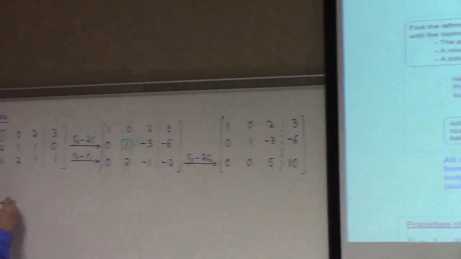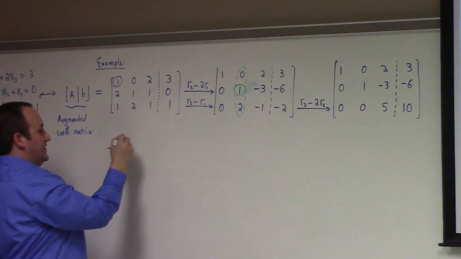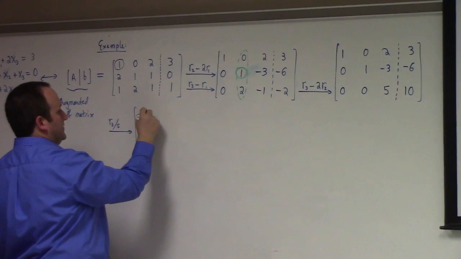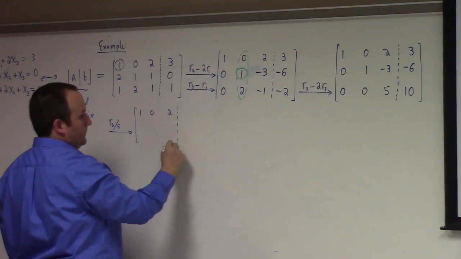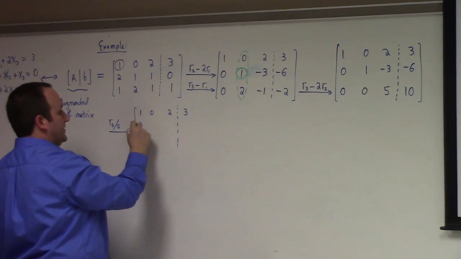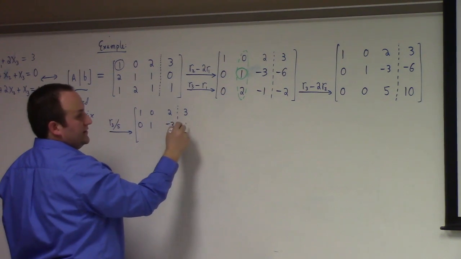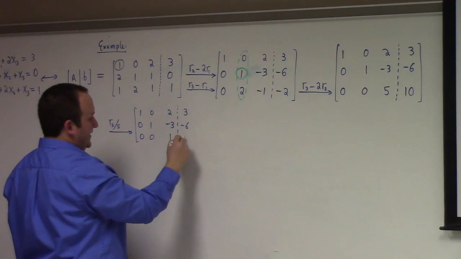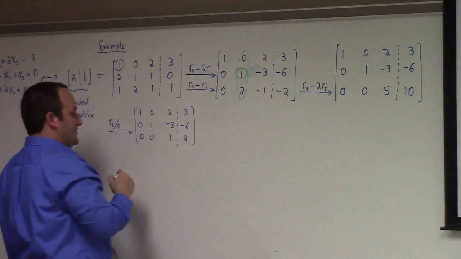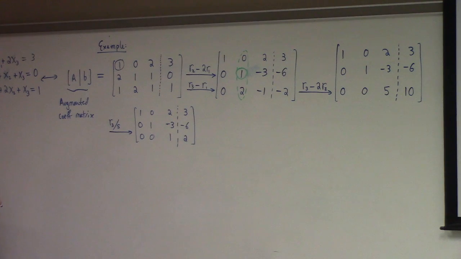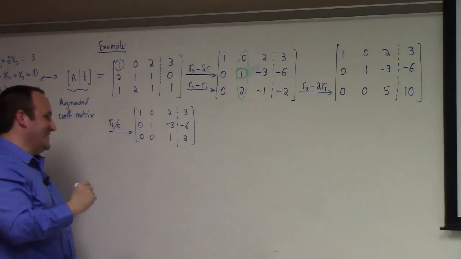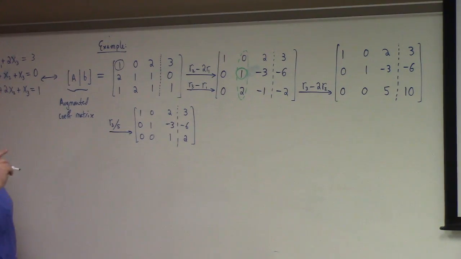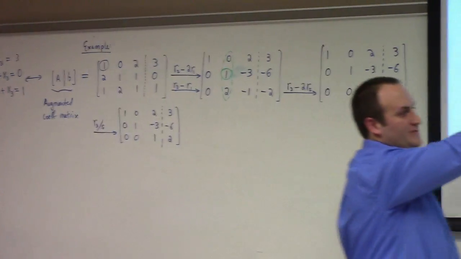Now, my next move, just for the sake of making things nice, is row 3 divided by 5. So I got 1, 0, 2, 3, 0, 1, minus 3, minus 6, 0, 0, 1, 2. Hey, you know, I just made up these numbers. This is very lucky. Usually they're fractions. Okay, now we have earned the right to go over here to the backwards pass.